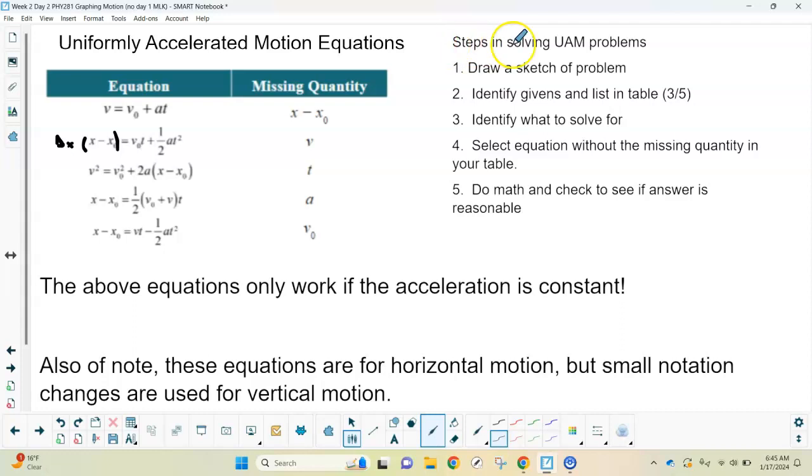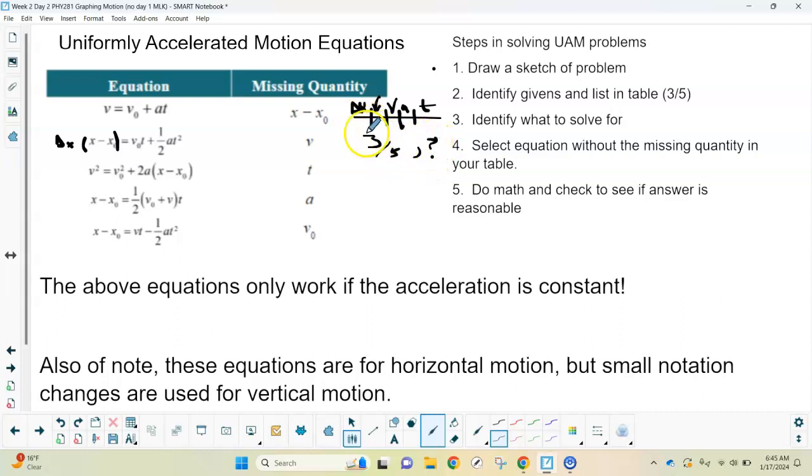The steps that I use in solving the problems: the first thing I do is always draw a picture. Then I identify the givens in a table. So I make a horizontal table like this, where I list out the 5 variables: delta x for the change in position, the original velocity vo, v, a for the acceleration, and t for the time. So I plug in for those variables. I identify 3 out of the 5. I need 3 out of the 5, and I identify what I'm looking for, which is the question mark I put in my chart.